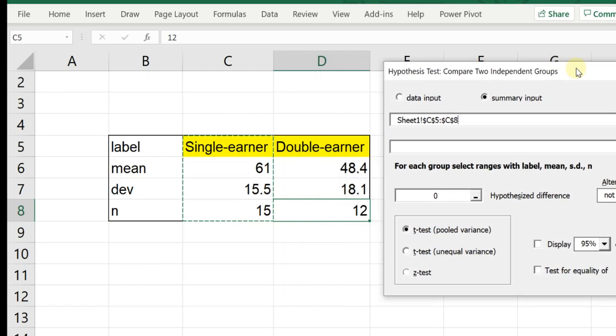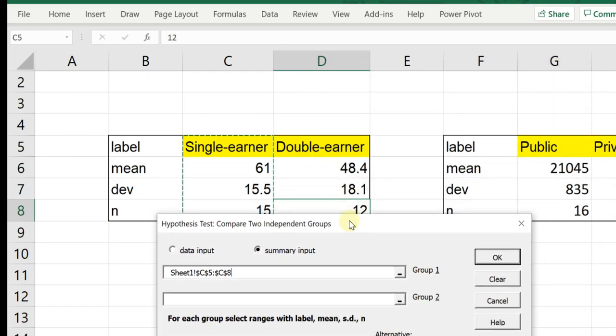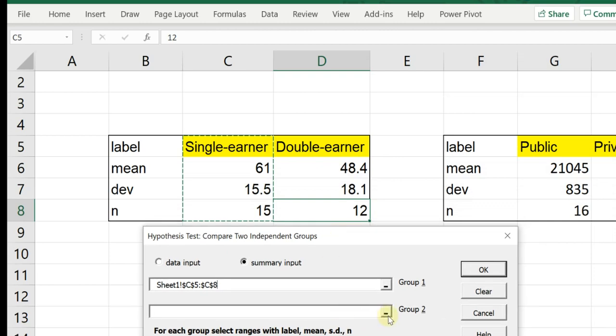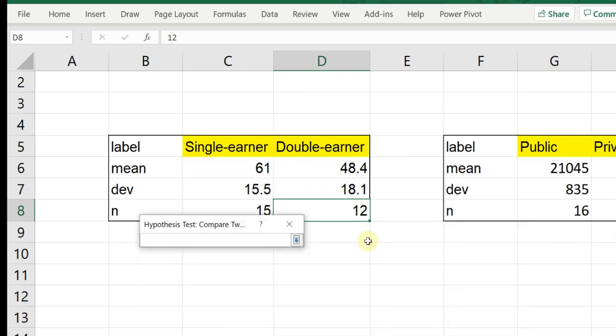Let me move over to, maybe down here. There you go. So I'm going to go group 2. And the same thing, left click once and hold and drag. That outlines the range for group 2, where those information are located. Hit enter.